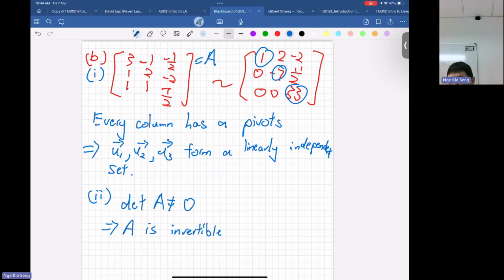If you want to link back to the first answer, if it is invertible, A is row equivalent to the identity.